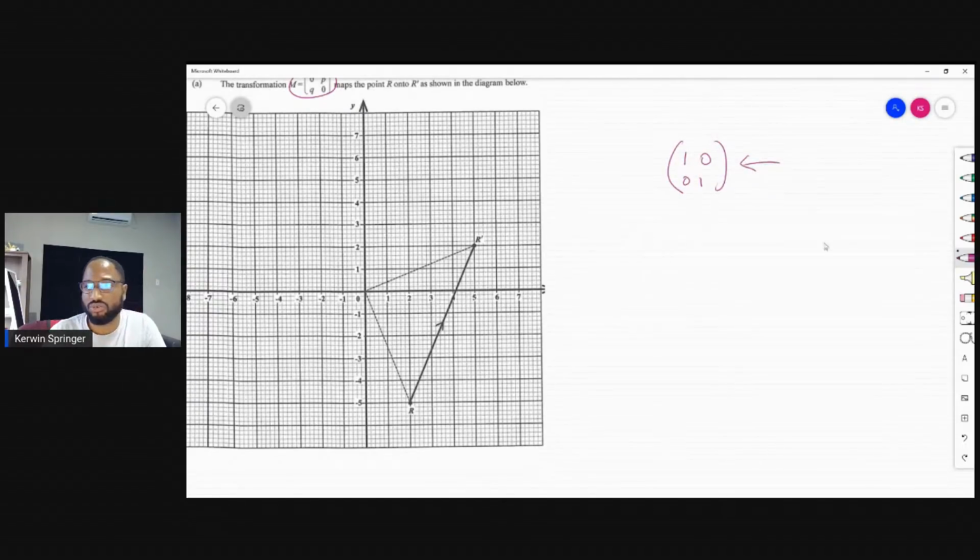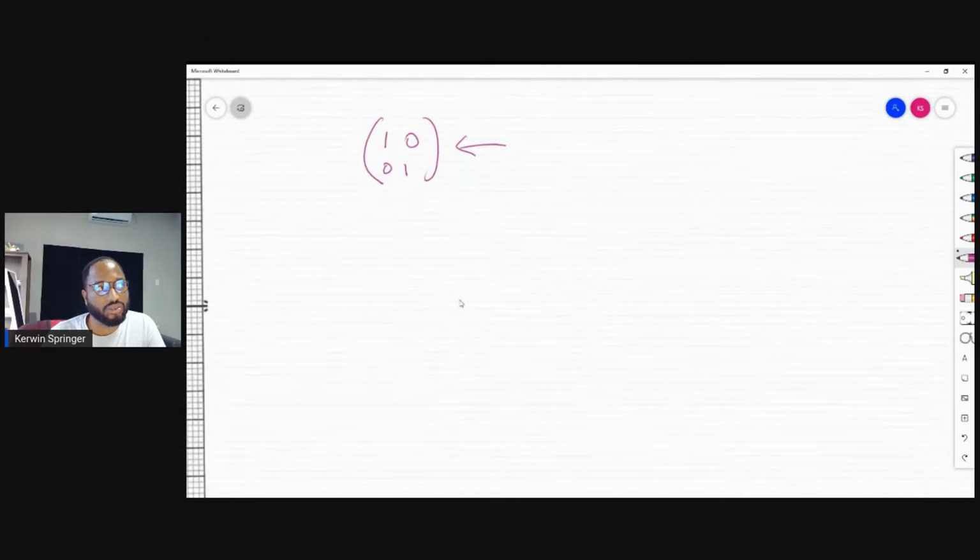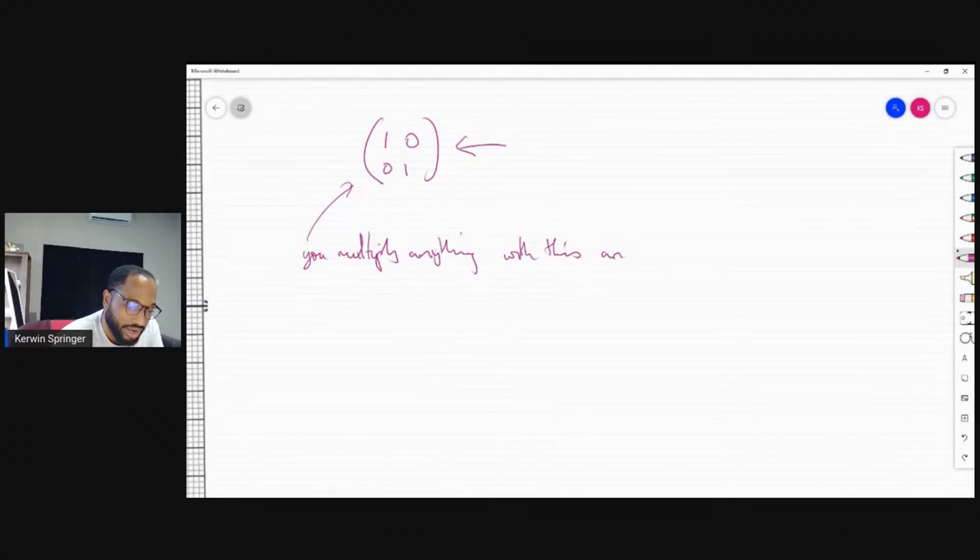What is this matrix called? What's so unique about this matrix? You multiply anything with this and nothing happens. So if you multiply any point or any other matrix by it, nothing would happen to it. This is the identity matrix.